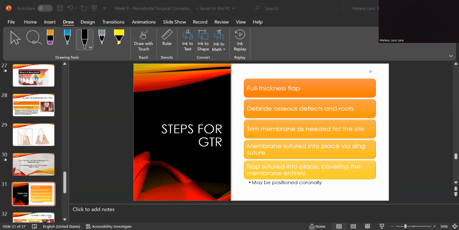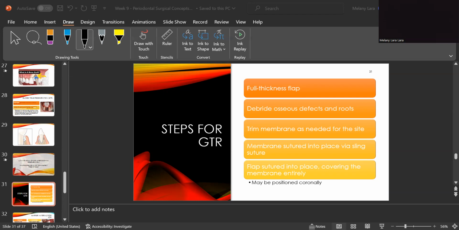Most of the time we place the bone graft once we access the sites. They're going to place a bone graft, place the barrier membrane on top of it, and then suture it up. So that's really the big difference between this and just bone grafting. This is bone grafting, but added on with a barrier membrane on top. And then the flap's going to be sutured in place.